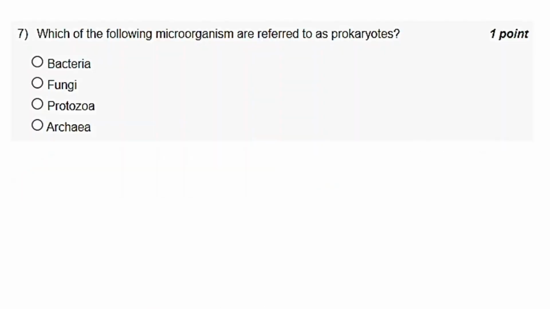So I'll move on to the next question. Which of the following organisms are referred to as prokaryotes? Bacteria, fungi, protozoa, archaea. Anybody? Bacteria? Archaea. Okay. Anybody else? So it's bacteria and archaea, because bacteria we talked about right now, these are prokaryotes, and archaea also come in the prokaryote section.